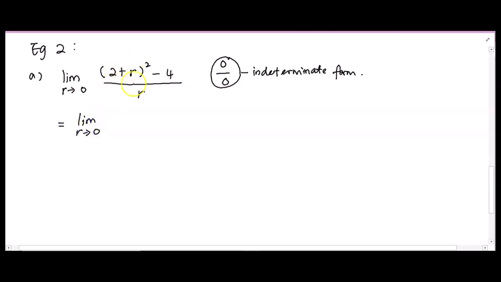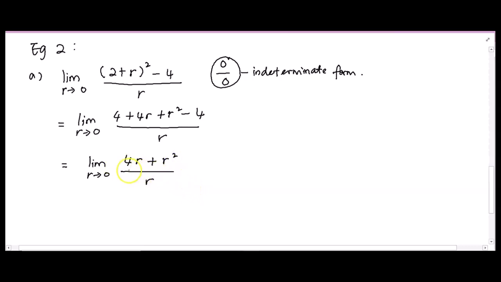Firstly, I need to expand this first: 4 plus 4r plus r squared minus 4, divided by r. We can see that in the numerator there is a 4 minus 4, so I can simplify the 4 first. 4 minus 4 will be 0, and what you have here is 4r plus r squared over r. So what makes the r be 0 when you get the indeterminate case? You get the 0 at the denominator because of the r over here. When you substitute 0 into this r, you get 0.